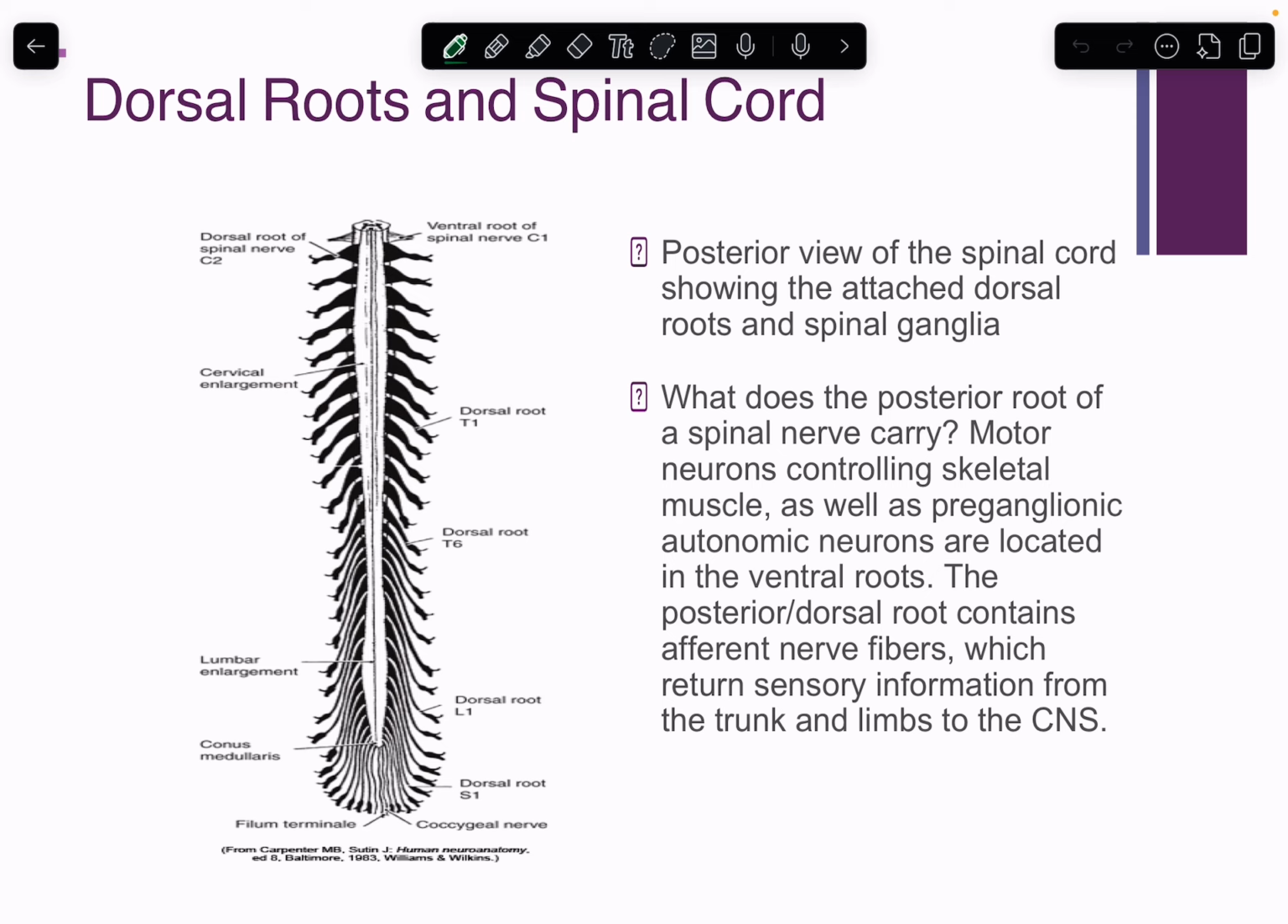So, similar to the cervical enlargement, the lumbar enlargement is thicker due to an increase in gray matter, particularly again in the ventral horn. These ventral horns contain the cell bodies of motor neurons responsible for the intricate movements of the lower extremities.